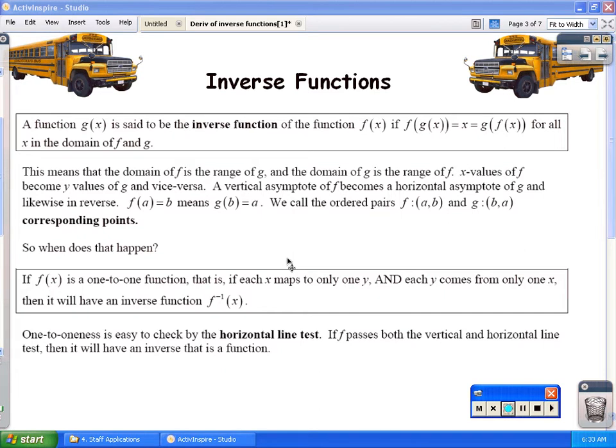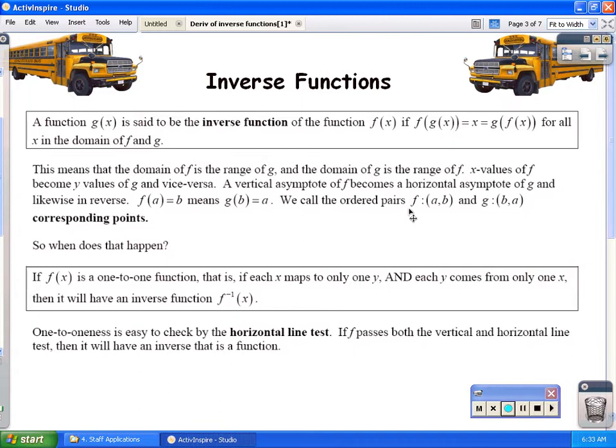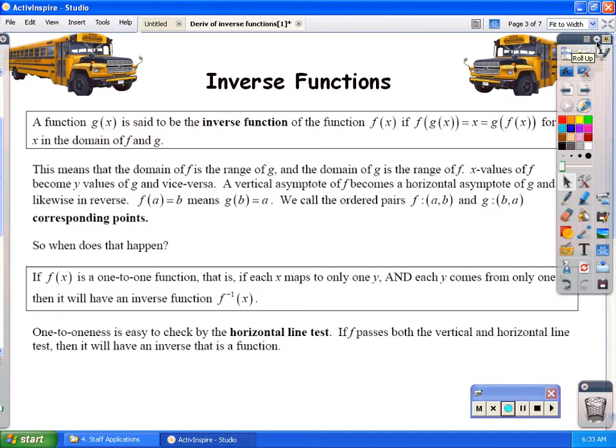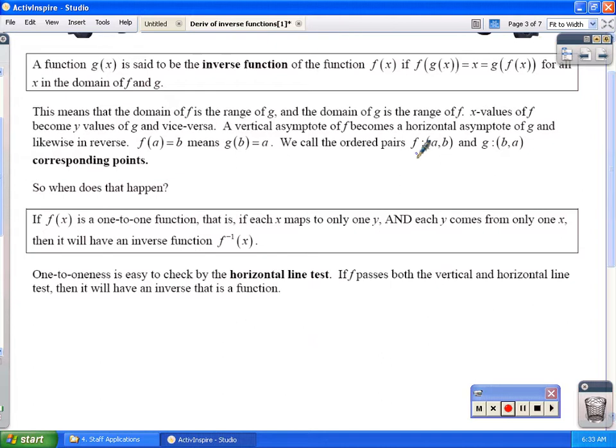Another way to look at this is, let's undo that. Let's grab a pen here. Alright, so in other words, if you have the point (a, b) on the original function f, then you'd have the reverse point (b, a) on its inverse.